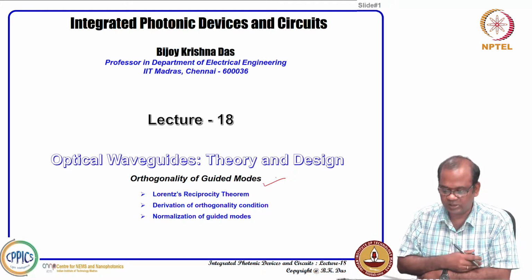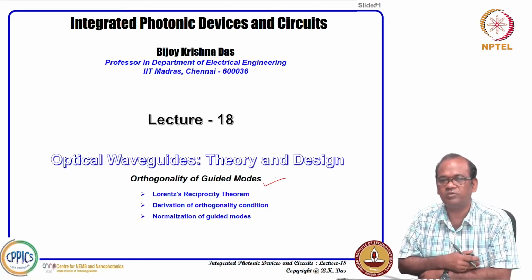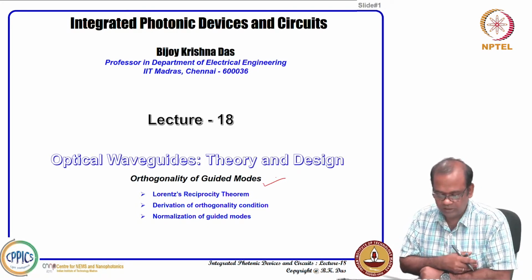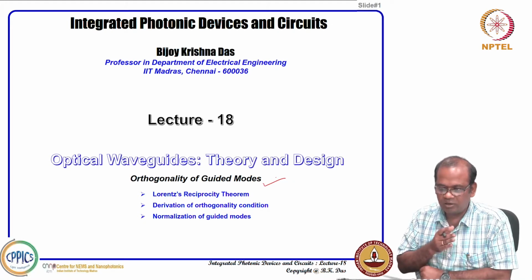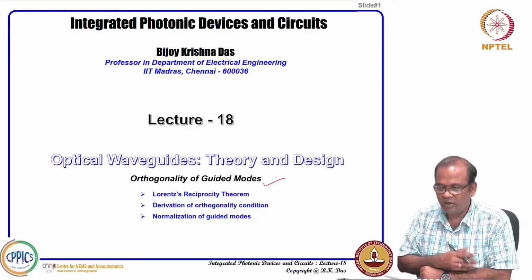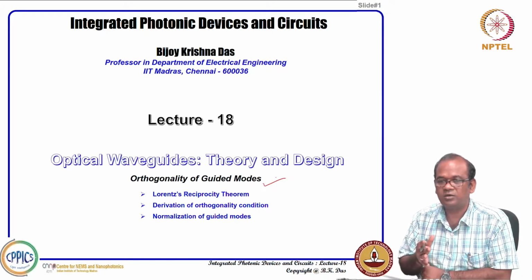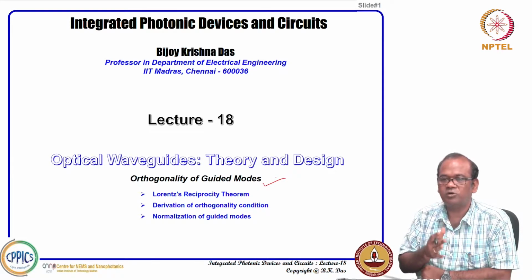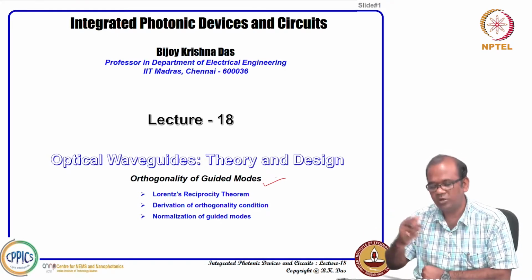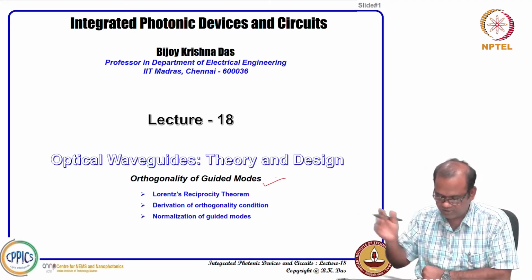All these guided modes for a given waveguide structure follow a certain rule, and the major and important rule is that they are orthogonal. For any eigen equation, if you solve it, whatever solutions you get are typically orthogonal. From the point of view of an electromagnetic wave propagating in a waveguide, we have to establish some mathematical framework to utilize this orthogonality condition for designing various types of waveguide structures, devices, circuits, etc.